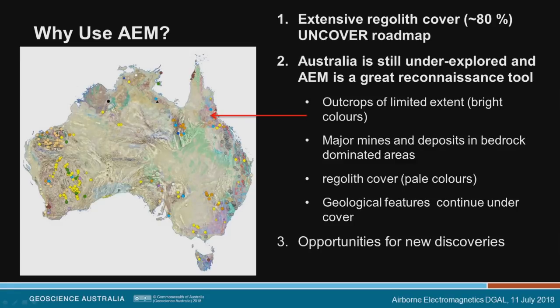The fact that all this potential is undercover means that Australia is quite underexplored. And AEM is a great reconnaissance tool. Here, what we're showing in the bright colors is how limited the outcrop is. We've seen that most of the mines and deposits are in the bedrock-dominated areas, and the regolith is in pale colors. So we're trying to determine ways to continue the geological features under the cover. What this means is there are great opportunities for new discoveries.